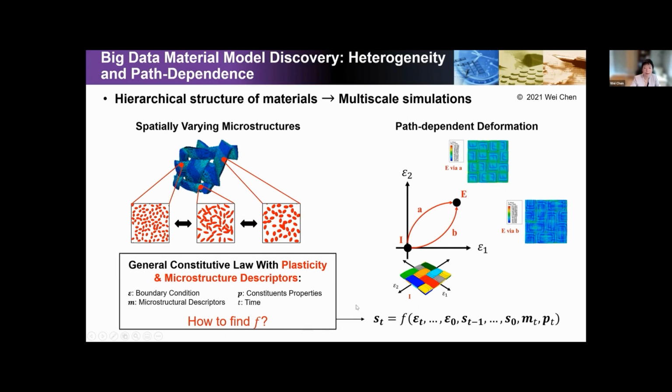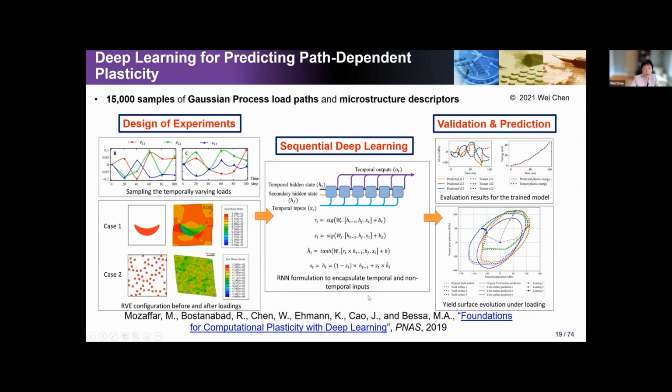In order to handle this almost like a sequence of data across different time steps, we demonstrated that we could use what we call a recurrent neural network to build a sequential deep learning model. Here we created about 15,000 samples, using a Gaussian process to simulate very complex load paths. The blue, red, and green curves represent different load paths. We also considered very different morphologies for the microstructure. Using finite element simulation, with this amount of samples we could create a very accurate recurrent neural network to predict any kind of load and any kind of microstructure morphology.